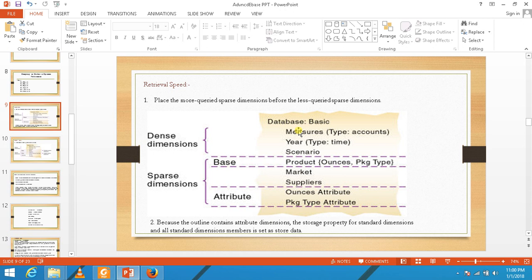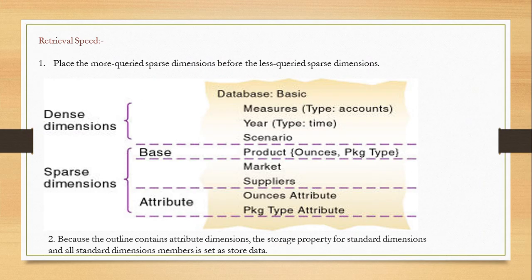This is the outline. Here it is the measures, year and scenario dimensions. These three are the dense dimensions. Product, market and suppliers are the sparse dimensions, and ounces and package type are the attribute as well as the sparse dimensions.